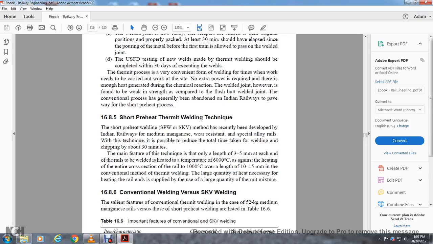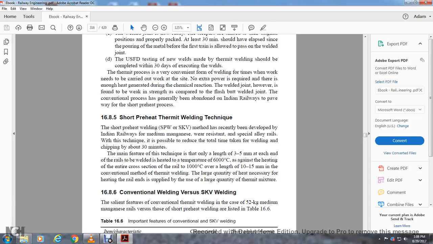The main feature of the technique is that only 3 to 5 millimeters at each end of the rail to be welded is heated to a temperature of 6,000 degrees Celsius, against heating of the entire cross section of a rail to about 100 degrees Celsius over a length of 10 to 15 millimeters. In the conventional method of thermite welding, a large quantity of the heat necessary for heating the rail ends is supplied with the use of a large quantity of thermite mixture.